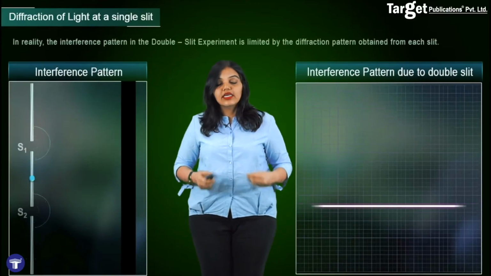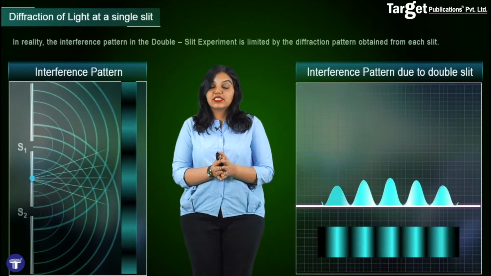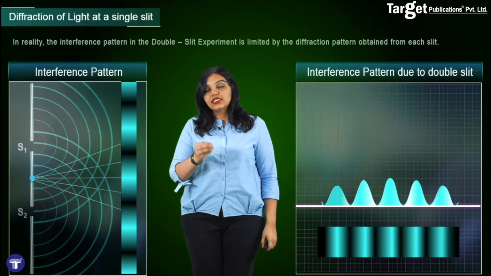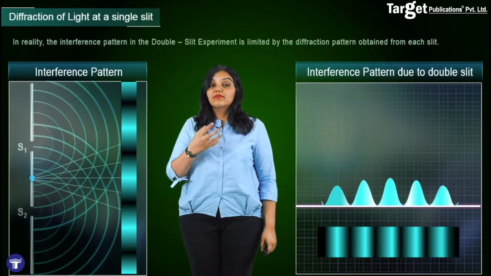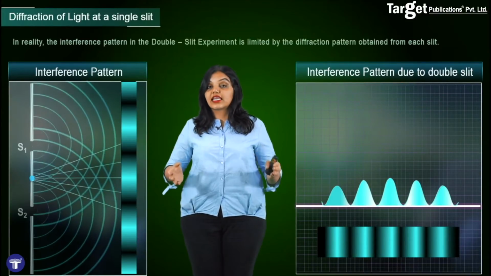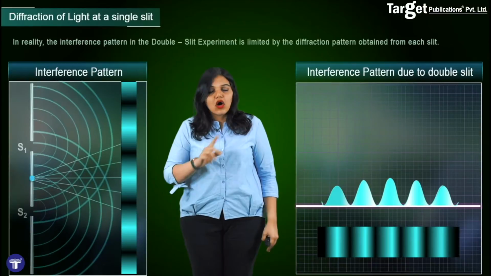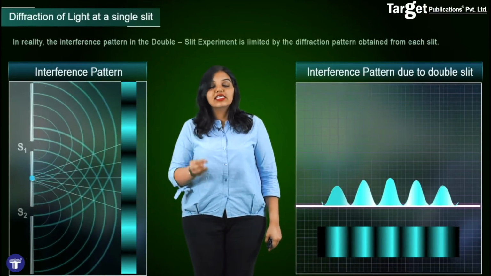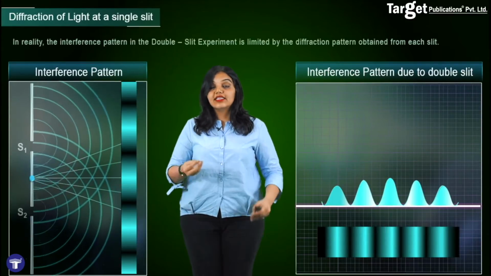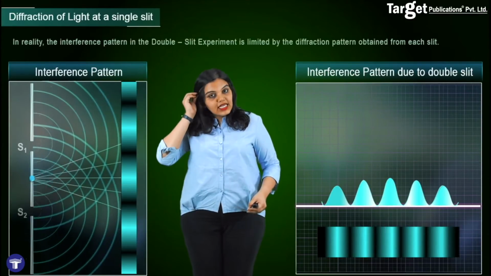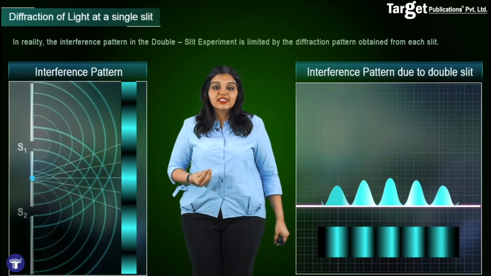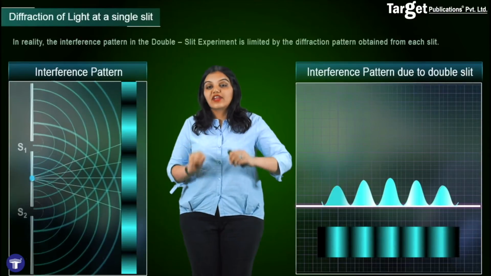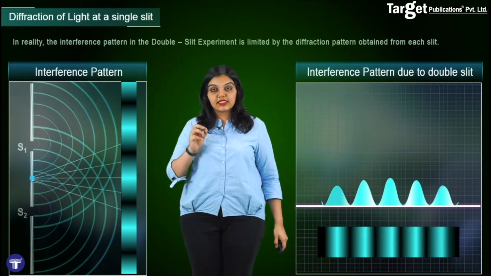But when you actually observe the interference pattern obtained from the Young's double slit experiment, you will see that the intensity of the central maxima is more than the intensity of the secondary maxima. And this is not something that is a characteristic of the interference pattern. This is actually a characteristic of the diffraction pattern, as we have just seen, which means that in reality, the interference pattern obtained in the double slit experiment is limited by the diffraction pattern obtained from each single slit.